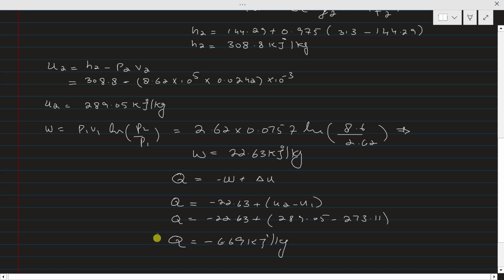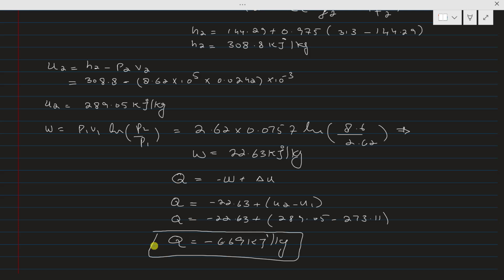This negative sign shows that rejection takes place during this process, and the refrigerant is initially dry saturated and it is compressed to the pressure P2, that is 8.6 bar.